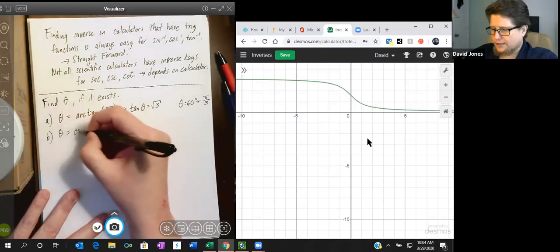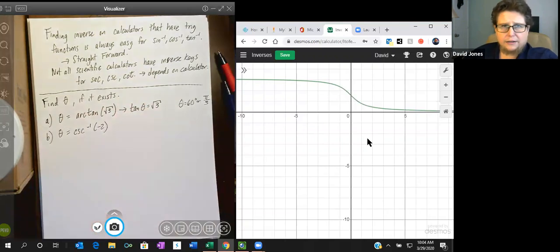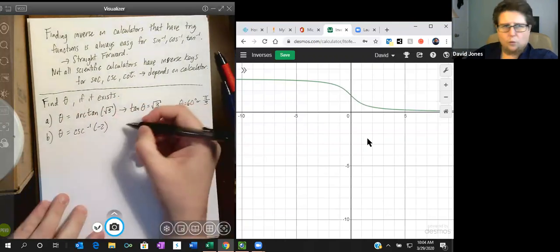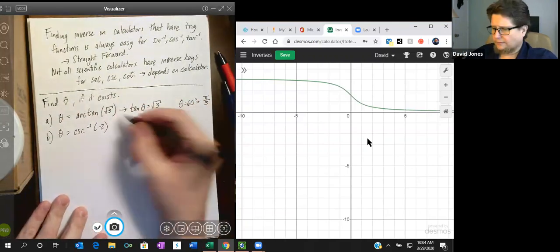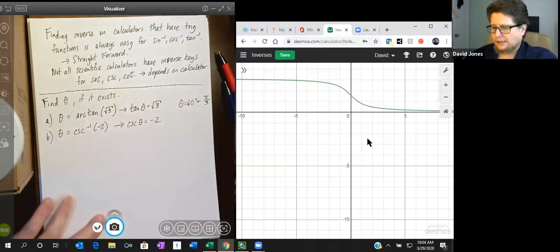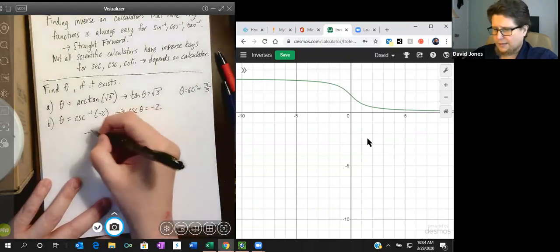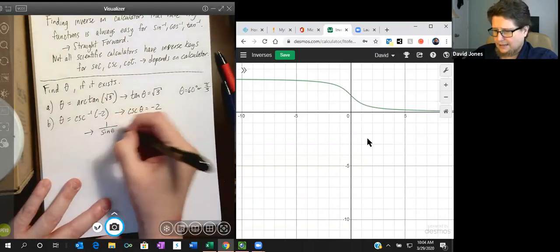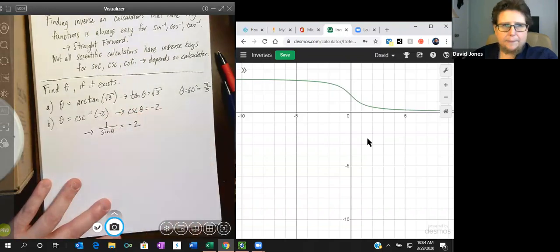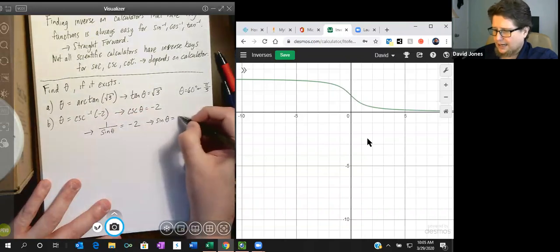Theta equals cosecant inverse of -2. You don't always need a calculator. What is this telling me? This tells me that cosecant of theta equals -2. But what is cosecant of theta? That's telling me 1 over sine theta equals -2. And if I flip these, this tells me sine theta equals -1/2.